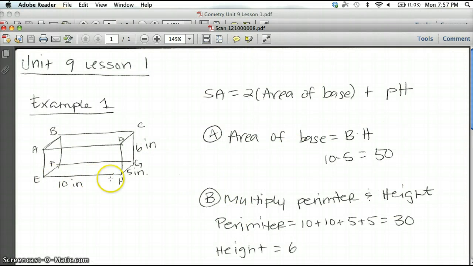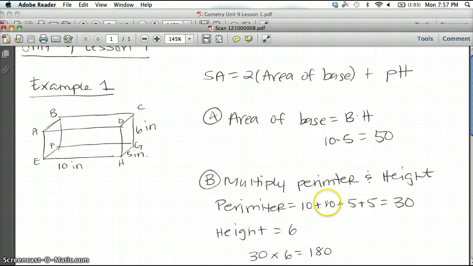So our base is 10 and our height is 5. So 10 times 5 is the area of my base, which is 50. And now we need to know what is the perimeter of my base. Now remember, in a rectangle, opposite sides are congruent. So we know that the perimeter is 10 plus 10 plus 5 plus 5, which gives you 30.